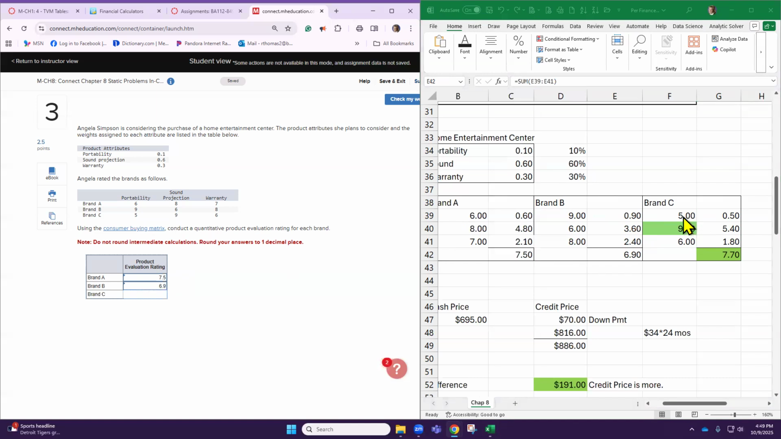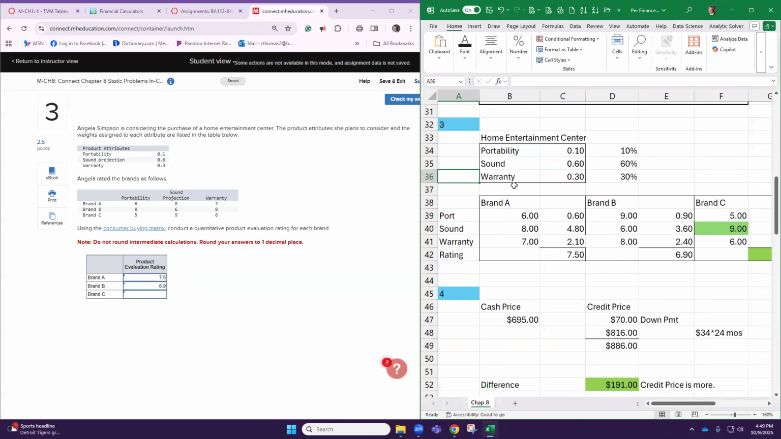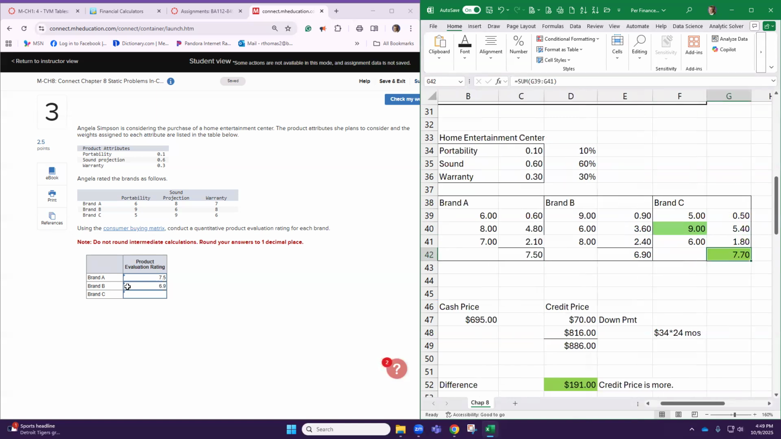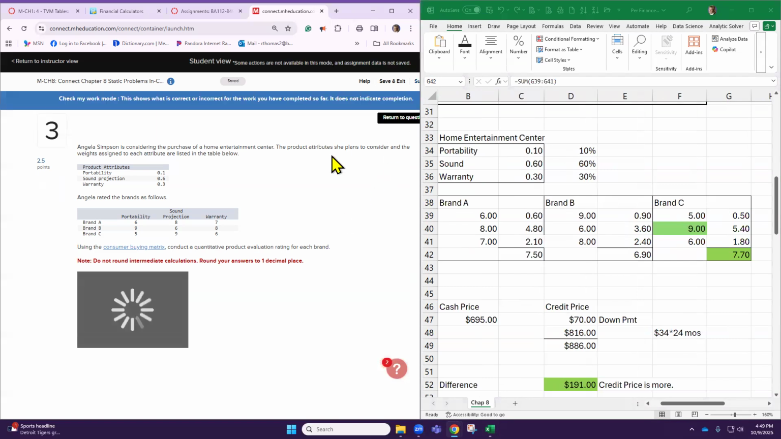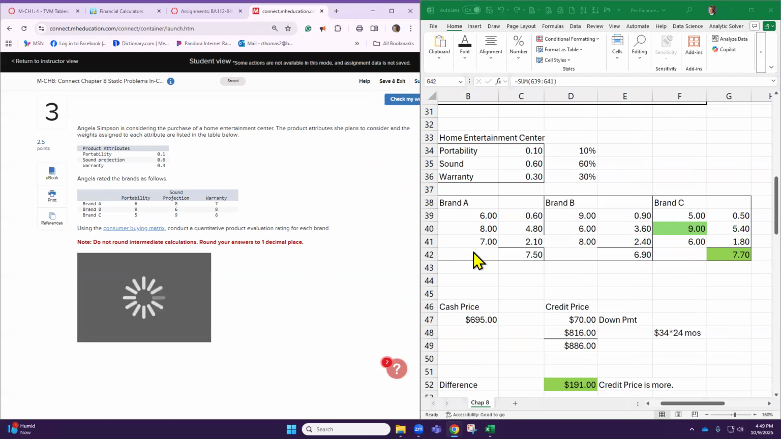So this was the rating on the portability, but the attribute that is most valuable to her is the sound. Okay, so whichever rates the highest on the sound, I think pretty much automatically wins. Okay, so when you add this together, it's 7.70. So it looks to me like brand C is the winner based on this information. Okay, we're moving on to number 4.